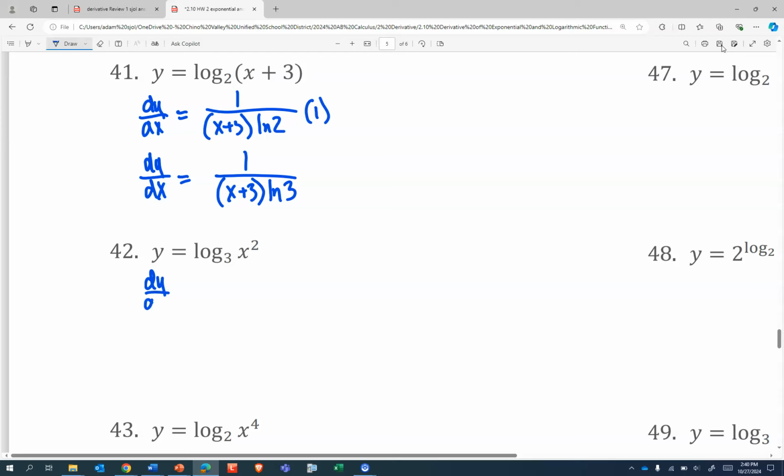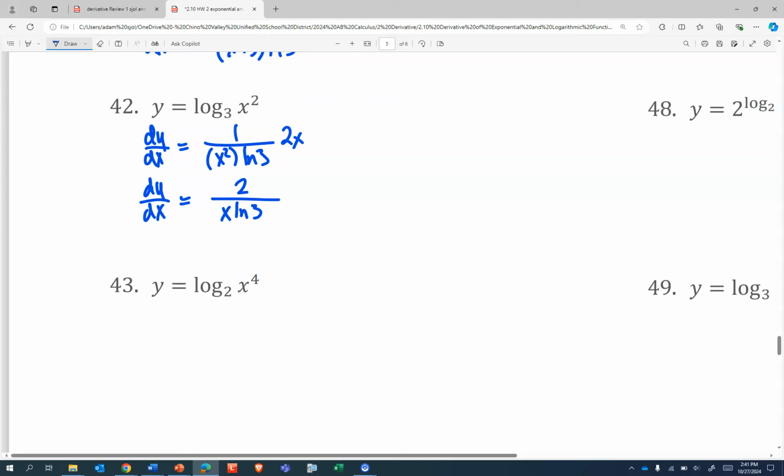Okay. Derivative of log base 3 of x squared. Well, 1 over the input, natural log of 3. The input is x squared, which has a rate of change of 2x. And I suppose I could move that 2 to the denominator and put it inside the natural log's exponent, but that seems crazy. So 2 over x natural log of 3.